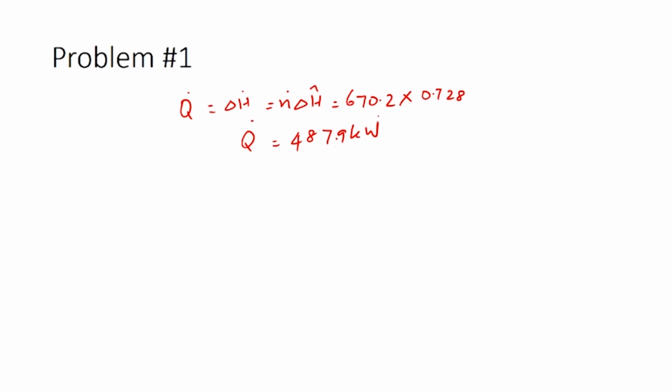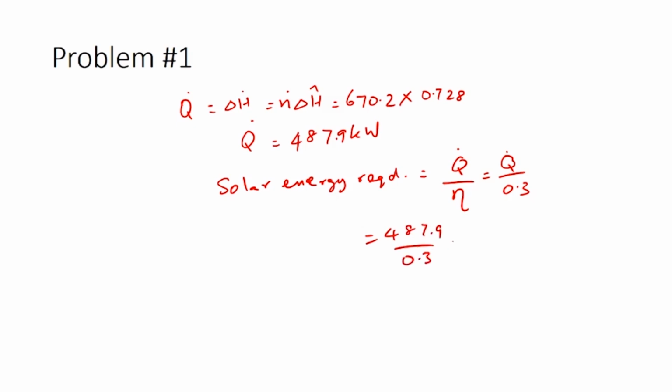We know that the solar panels are only 30% efficient. So, because they have only 30% efficiency, we need to account for that. So, the amount of solar energy which is actually required would be equal to Q dot divided by efficiency, which is Q dot divided by 0.3. So, 487.9 divided by 0.3, giving you the amount of solar energy required as 1626.4 kilowatts.